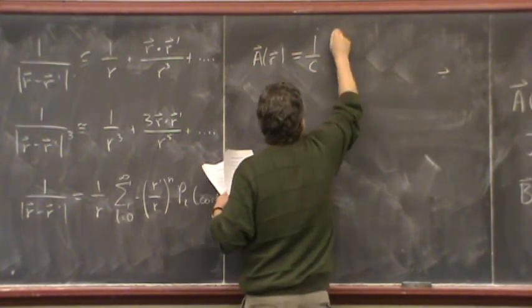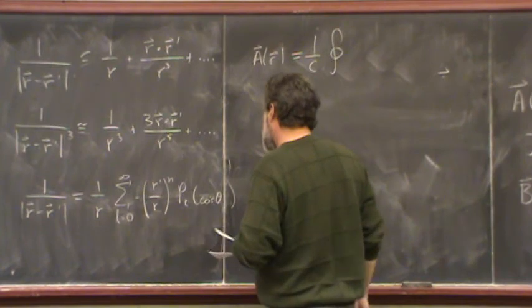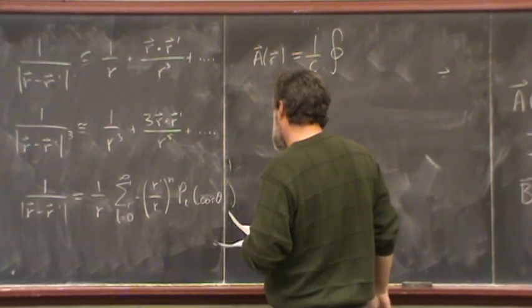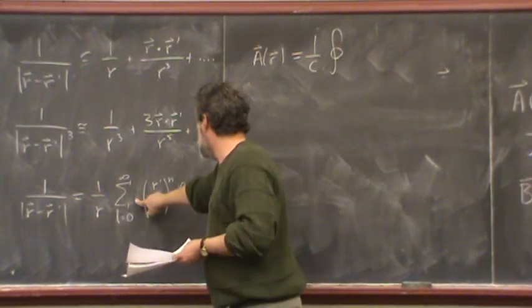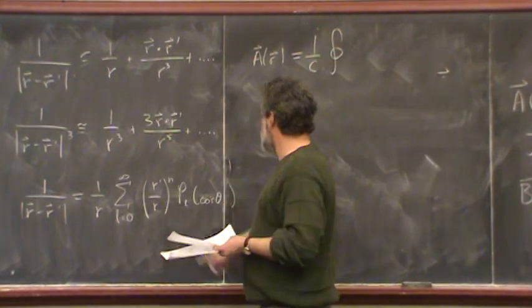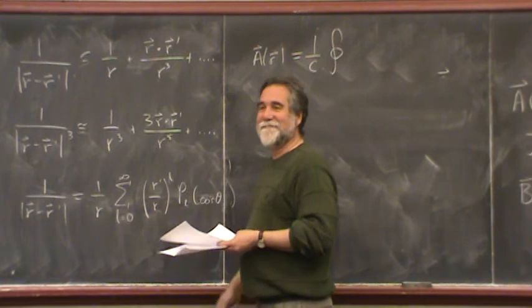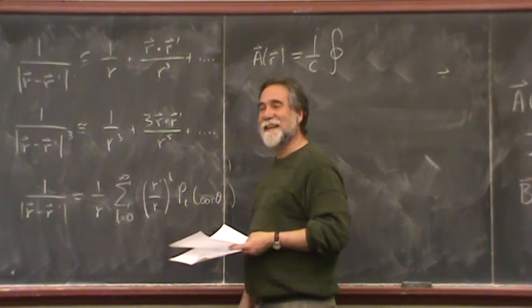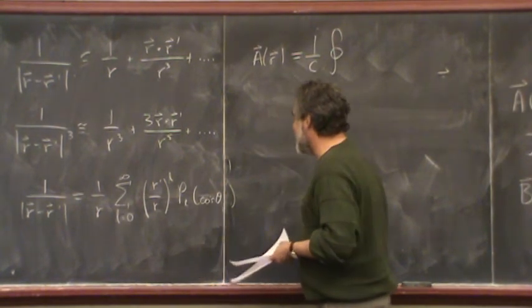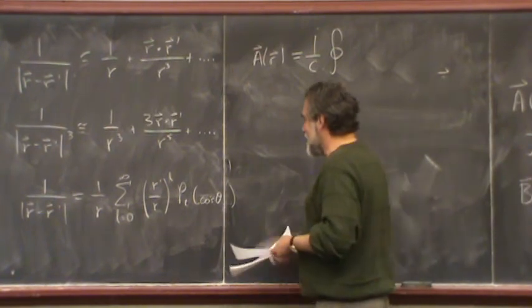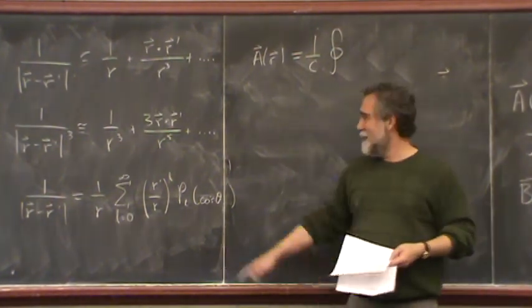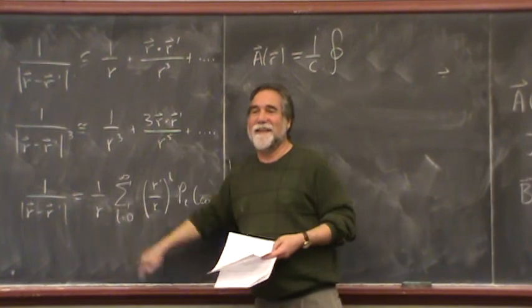Is that a sum of negative r prime over r to the n, or is that just a smudge? That's a smudge, and this should be L. Thank you for asking. There's my L plus 1, it ended up over there.